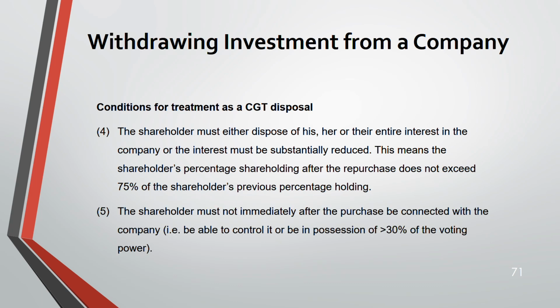Fifth condition: the shareholder must not, immediately after the purchase, be connected with the company. That means you are not able to control the company. You should not have greater than 30% of the voting power.